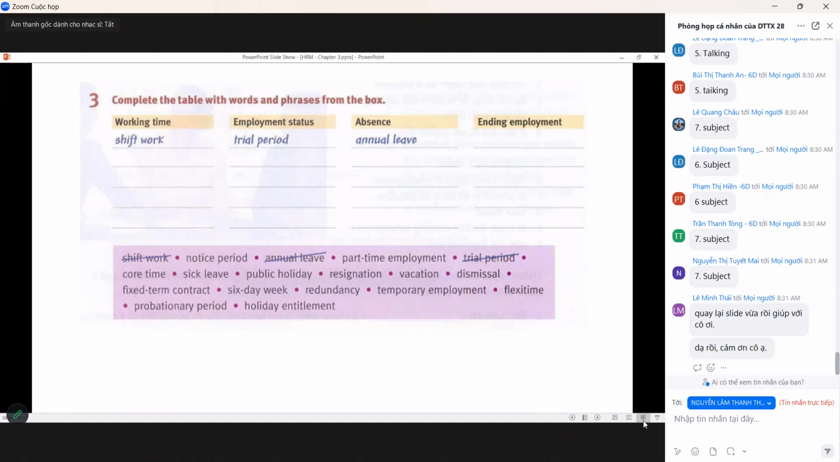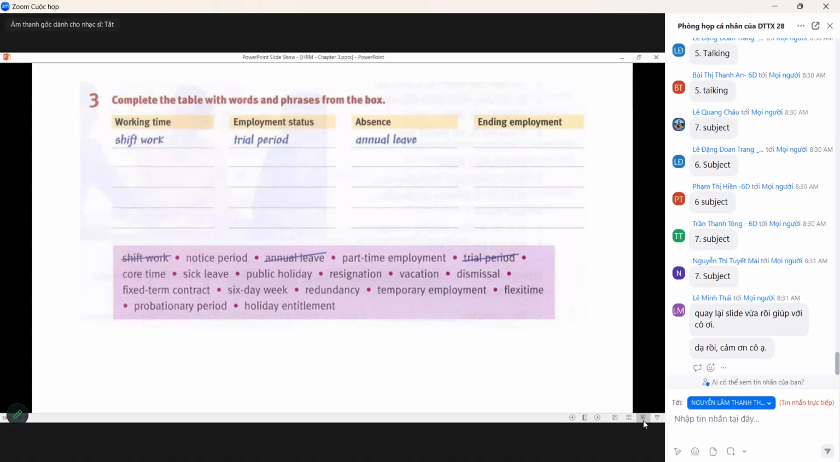Resignation. Resignation is kind of the way they don't accept you to work there anymore. Vacation. Dismissal. Dismissal is also similar to resignation. Fixed-term contracts. For people to work in full, right? A 6-day week is mentioned at the time. Redundancy. In case maybe in the office they need to have 8 employees, but now in the office they have 10 employees. It's kind of redundancy. Temporary employment, not a permanent one. Flexi time, you know already. Probationary period, that is the time for you to work there on trial, maybe 3 months or maybe 6 months. And the last one, holiday entitlements, you know already.